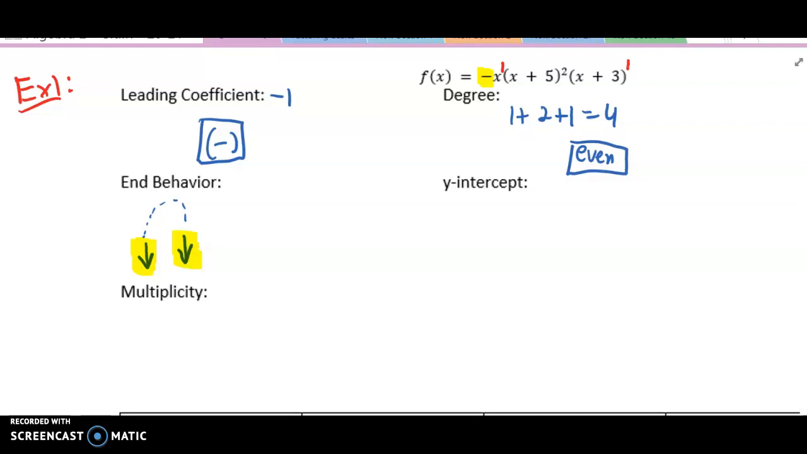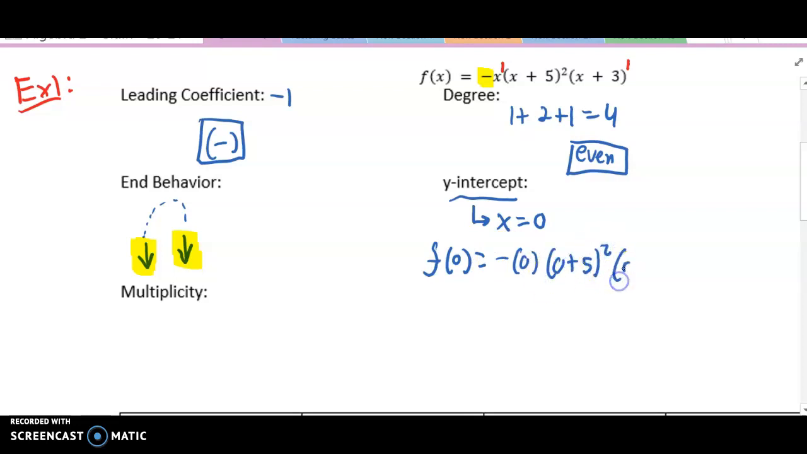Let's look at Y-intercept now. We have a Y-intercept when x equals 0. So we have a Y-intercept at f of 0. So I'm going to plug in zeros for my x's. -0, 0 plus 5 squared, 0 plus 3. So -0 is still 0, 5 squared, 3. Well, there's a 0 out front, and 0 times anything is 0, so our y-intercept is just 0.